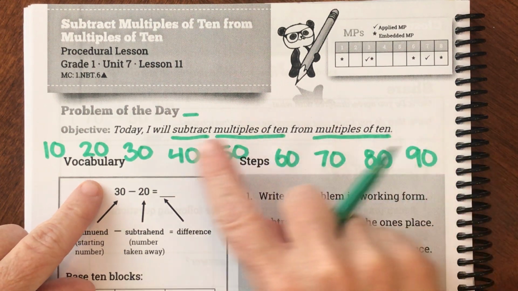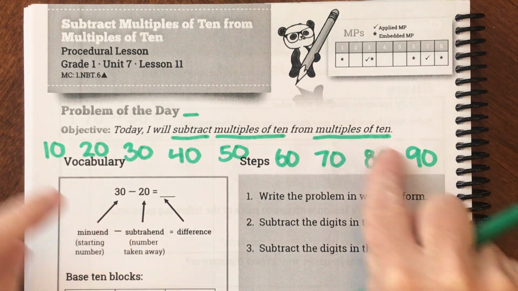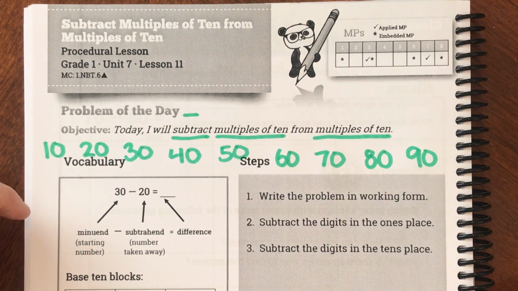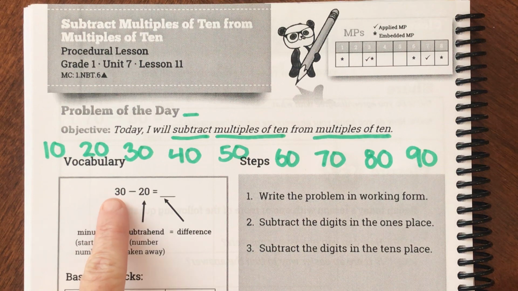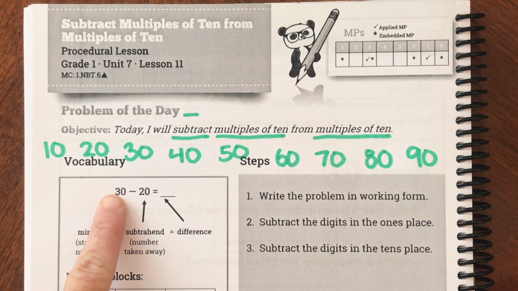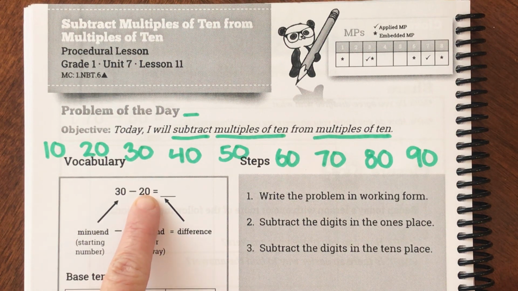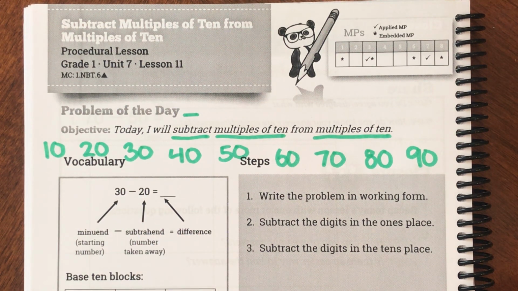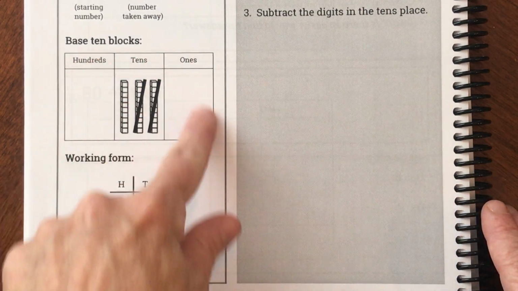So what we're going to do today, it says we're going to subtract multiples of 10 from multiples of 10. So these are the numbers we're going to be working with today. Okay, so let's look at our vocabulary. The first thing I see is a subtraction problem. It says 30 subtract 20. Now those are both multiples of 10. And they're reminding us that the minuend is our starting number, our subtrahend is what we're subtracting, and then our difference is our answer.